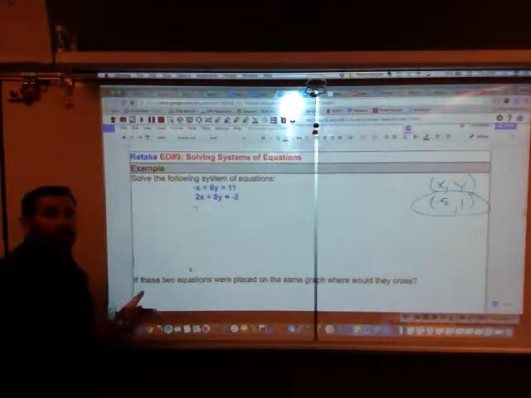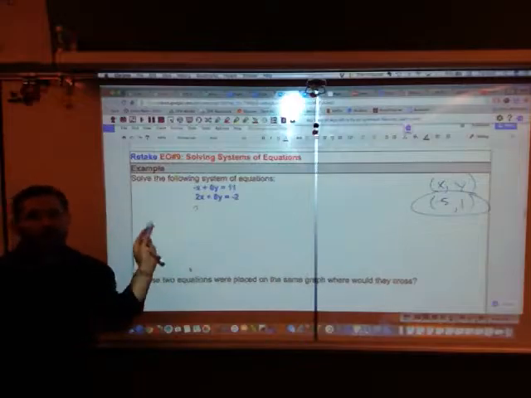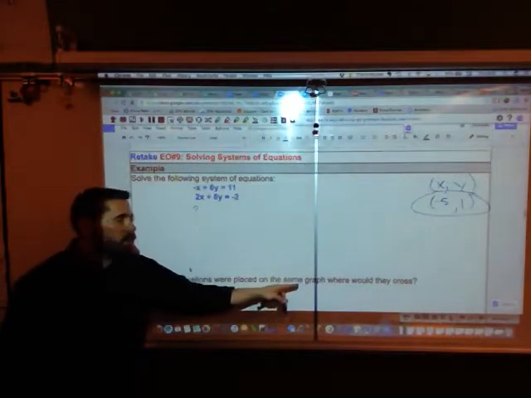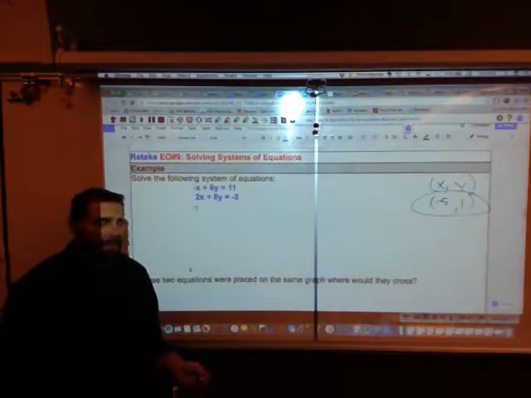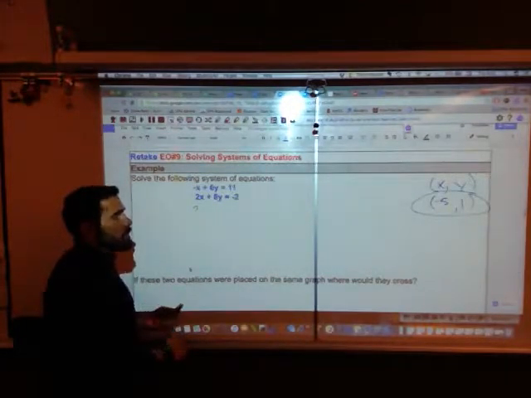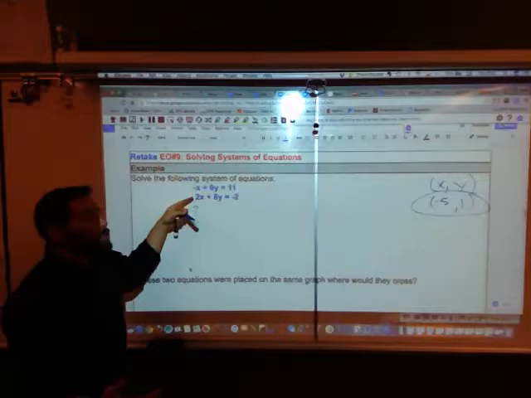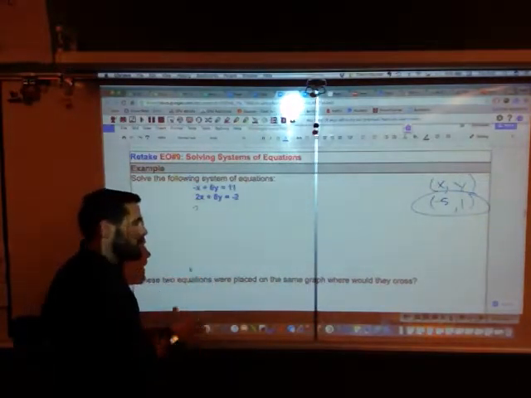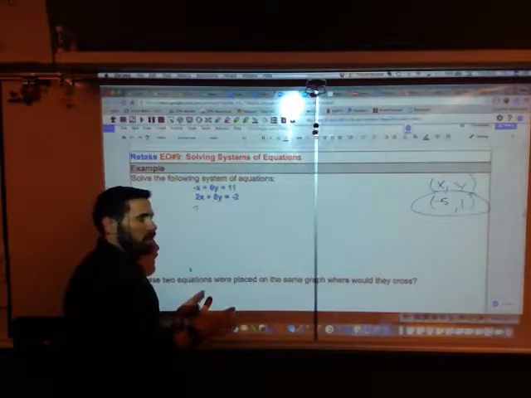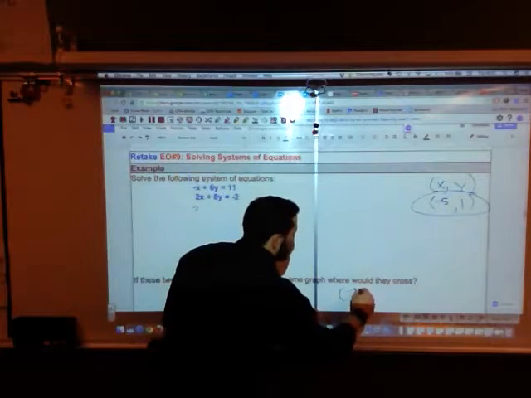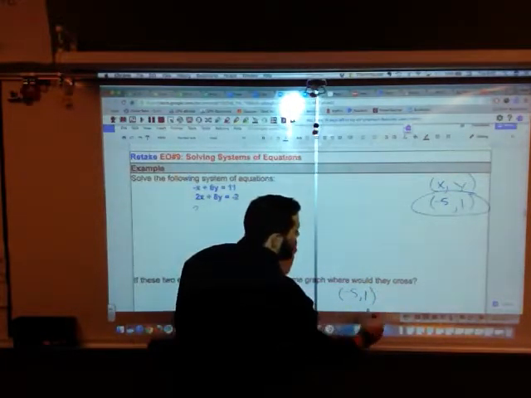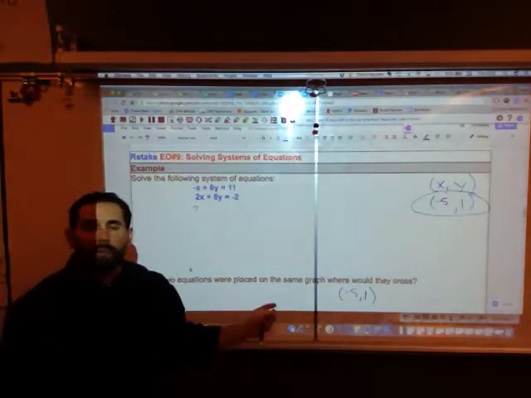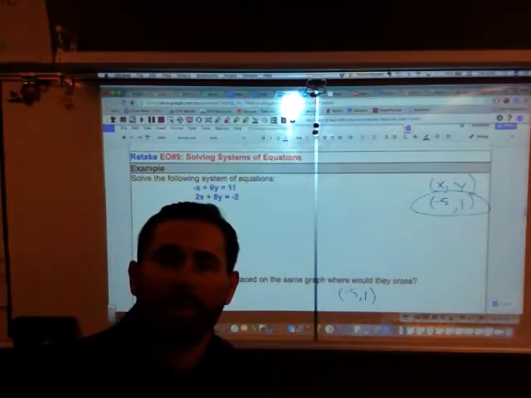Which sort of brings us to this last question. Some students, they do all this algebra and they forget this. If these two equations were placed on the same graph, where would they cross? So again, some students forget to remember that. This is actually just 2 lines, and we're trying to find the point at which the 2 lines cross each other. So if I were to answer this, where would they cross? They cross at the coordinate point negative 5, 1. So that's just a reminder that it's 2 lines crossing. The answer is a point of intersection.